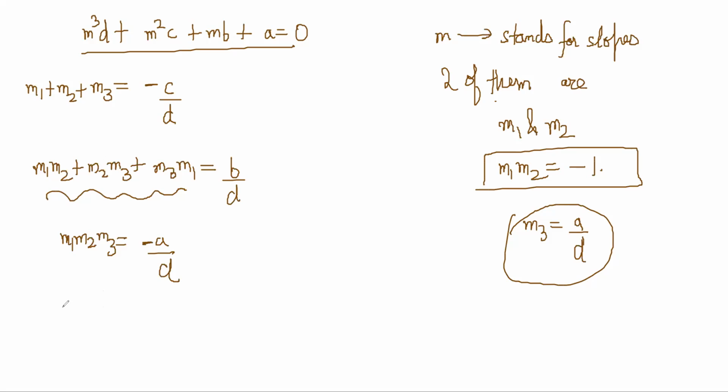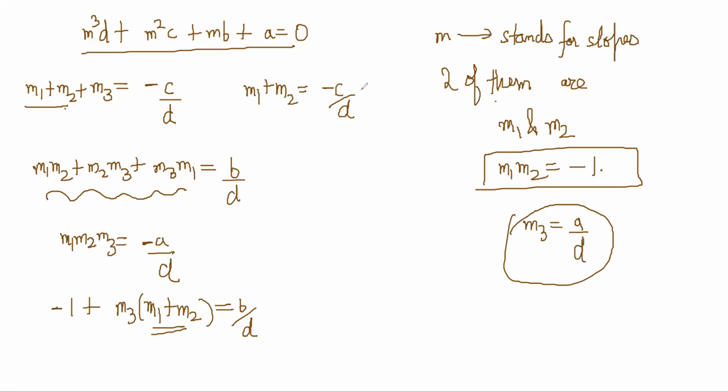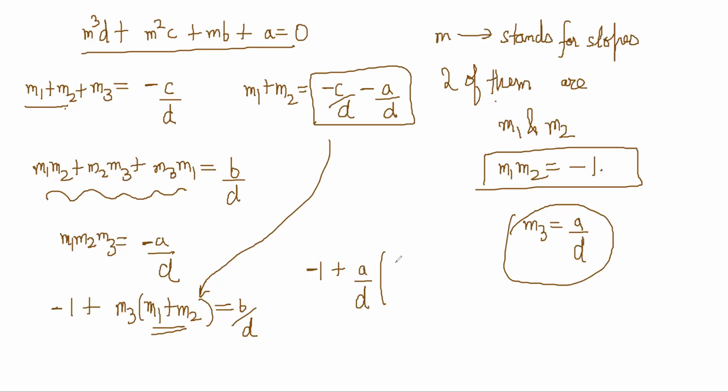So we can say that m1 m2, which is -1, plus m3 times (m1 plus m2) is equal to b by d, right? And m1 plus m2 is equal to minus c by d minus m3, which is a by d, right? So this thing also we'll put it here now. So -1 plus m3, which is a by d, into minus c by d minus a by d, is equal to b by d, right?